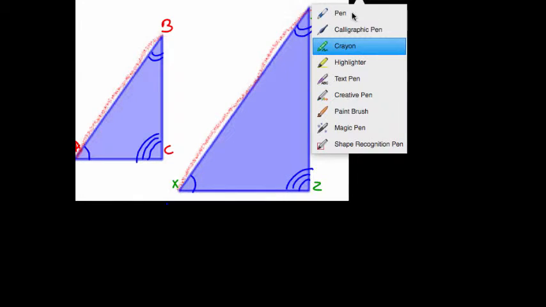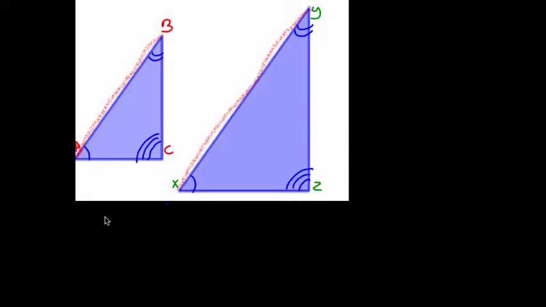And so if I wanted to write that, I would say side, and notice a side is nothing but a line segment. So I'd say side AB is proportional to, remember we use the equal sign for proportion, side XY. Notice I went from A to B to X to Y. So keep it in the same direction as usual.